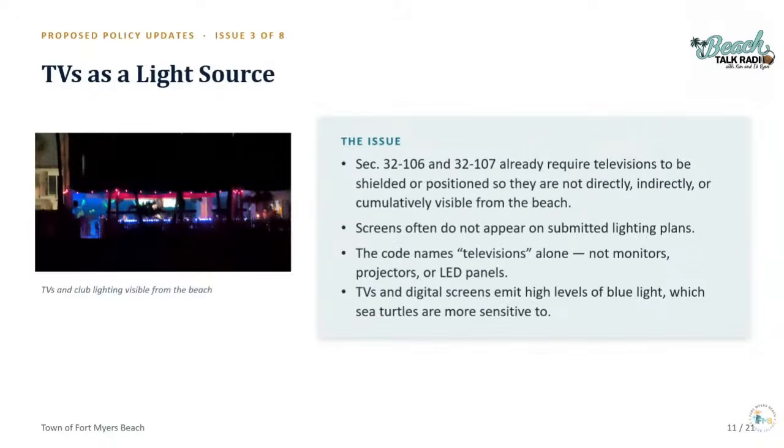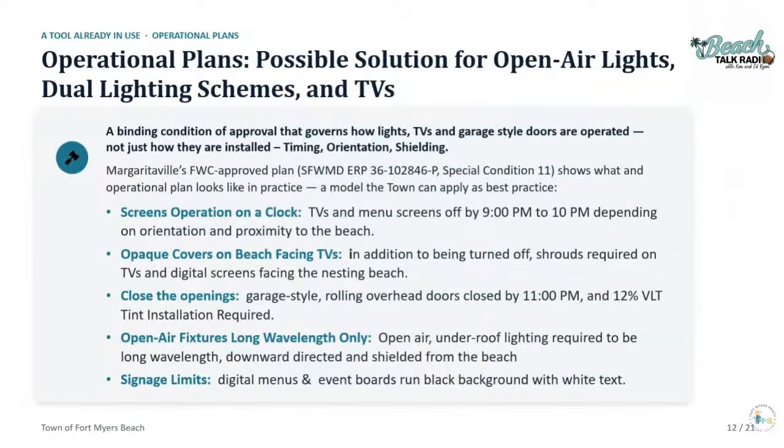So we have exterior lighting definition challenges. We have, trying to facilitate businesses to make money and give a good experience with dual lighting schemes. And we also have TVs. We have the beach there at night, kind of a sports bar, et cetera. Again, trying to facilitate restaurants and businesses to make a good living. So how do we get past this?